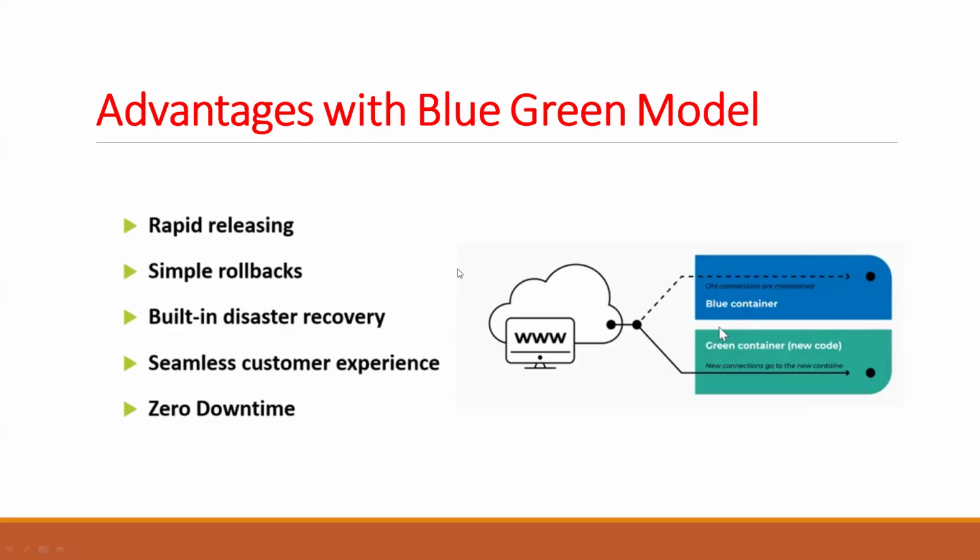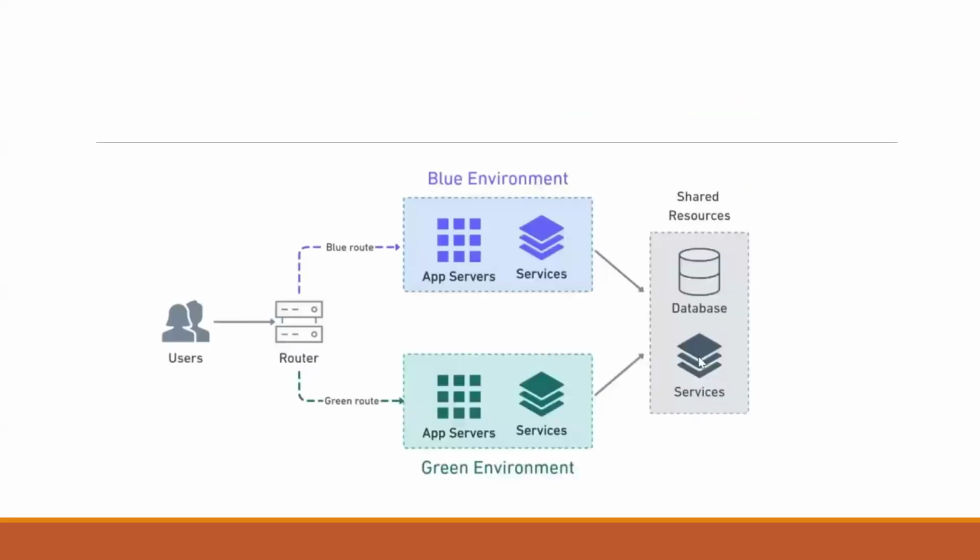So this is our application. We are checking it on the web, guys. This is the internet, your application. Your application will be available in two environments: one is the blue environment, the other one is the green environment. Old connections are maintained in the blue environment. In the green container, with the new code, the new connections go to the new container.